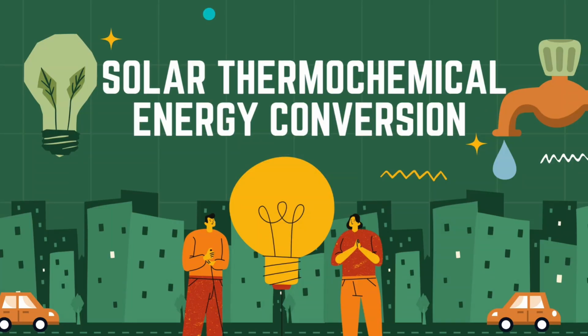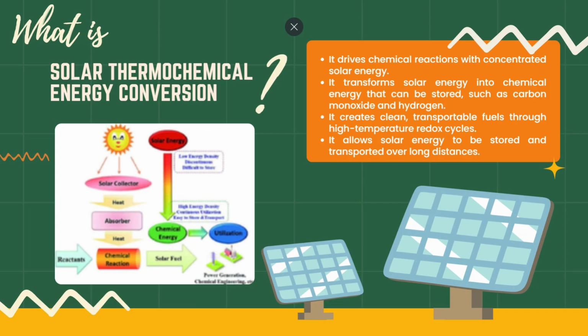So, first topic is the solar thermochemical energy conversion. What is solar thermochemical energy conversion? Solar thermochemical energy conversion drives chemical reactions with concentrated solar energy. It transforms solar energy into chemical energy that can be stored, such as carbon monoxide and hydrogen. It creates clean, transportable fuels through high-temperature redox cycles. It allows solar energy to be stored and transported over long distances.